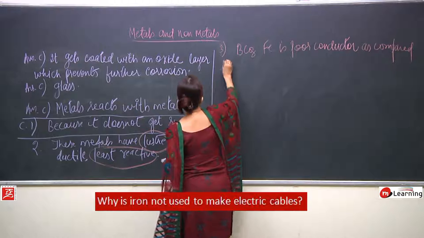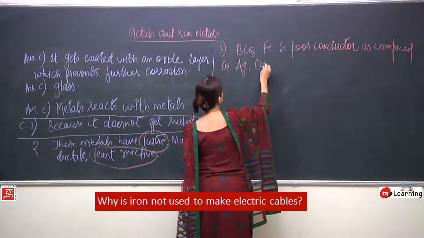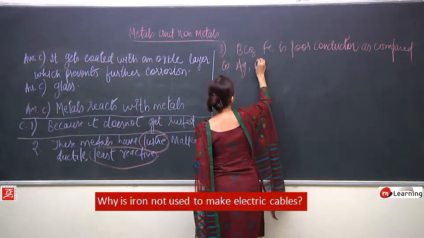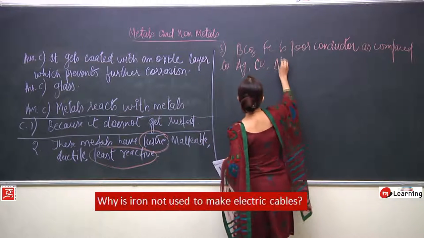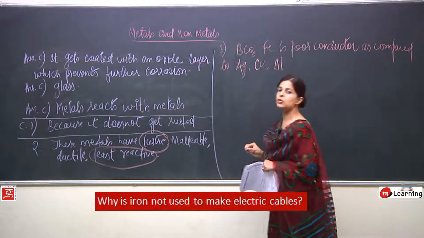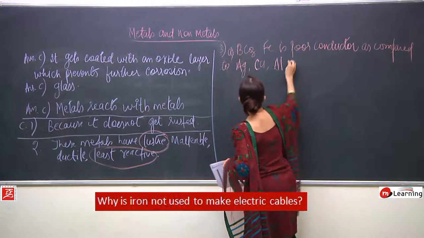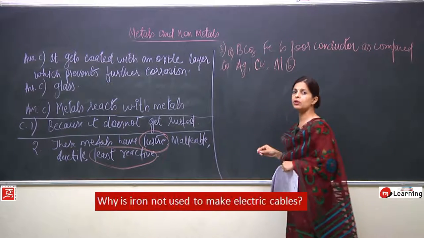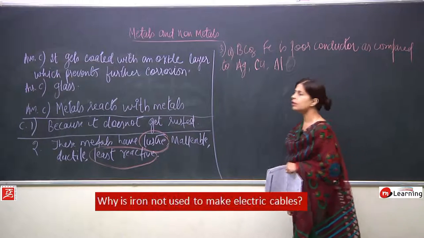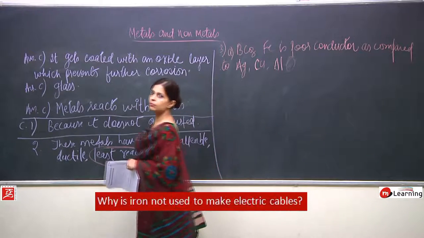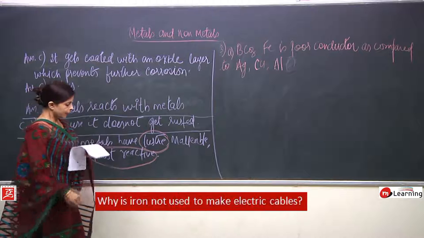as compared to silver, as compared to gold, copper, I'm writing, okay, as compared to silver, as compared to copper, and as compared to aluminium, and so it is not used. First of all, it is a poor conductor, finished, there is no other thing, and also it gets rusted, so we cannot use iron to make electric cables.